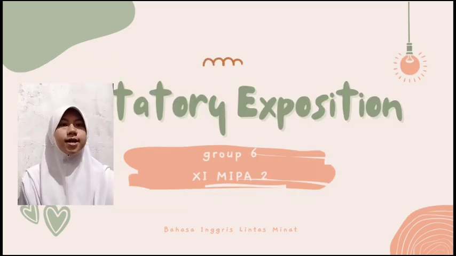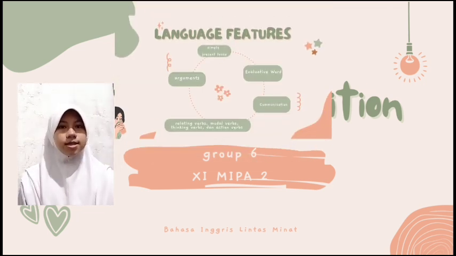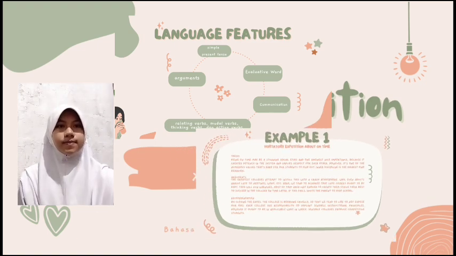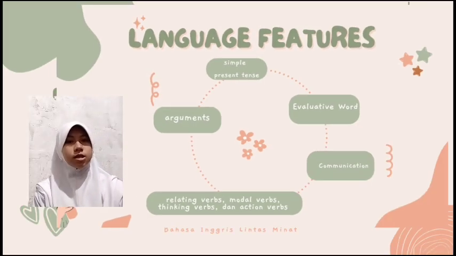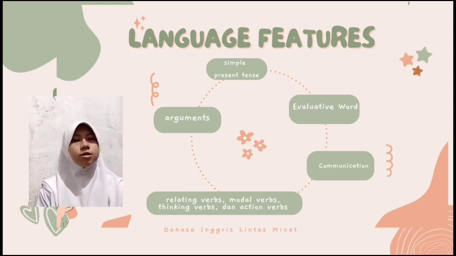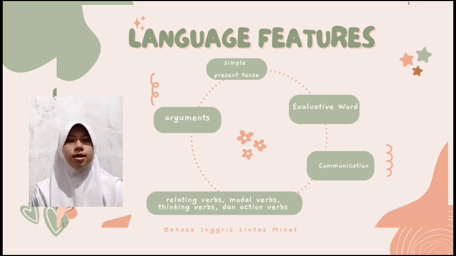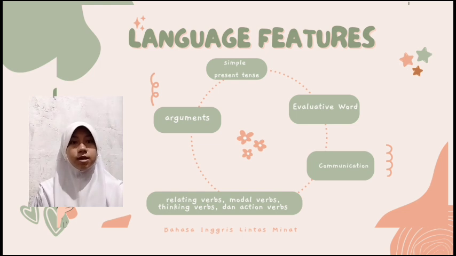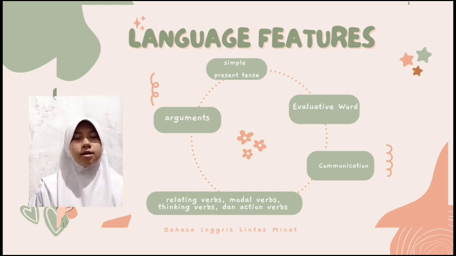Hello, my name is Bunga Anggraini. Here, I will explain about language features and also examples. In the language features of the hortatory exposition text, it usually uses the simple present tense. Then, because in the hortatory text there are arguments and opinions, there will be many expressions expressing an opinion or argument. For example, "my opinion" and "I think". So, there are expressions of argument.